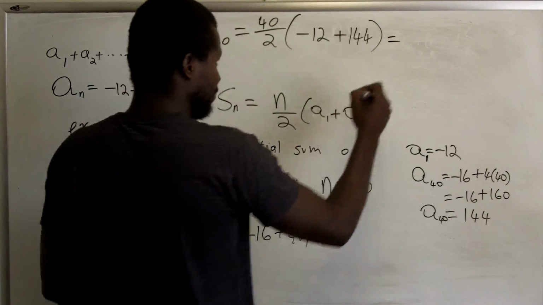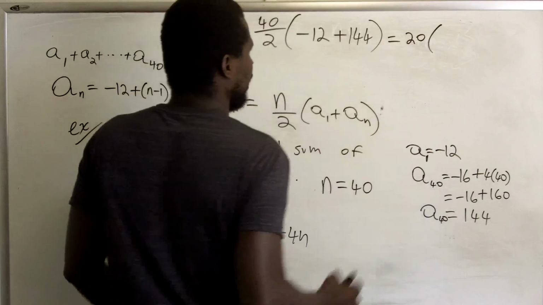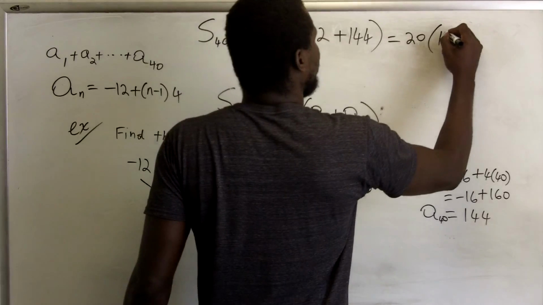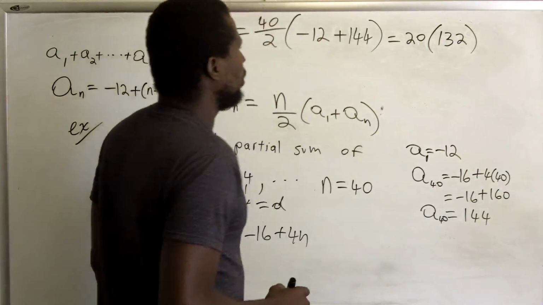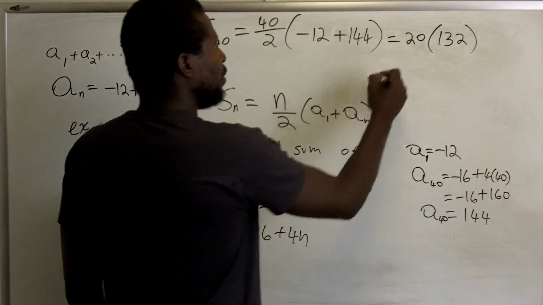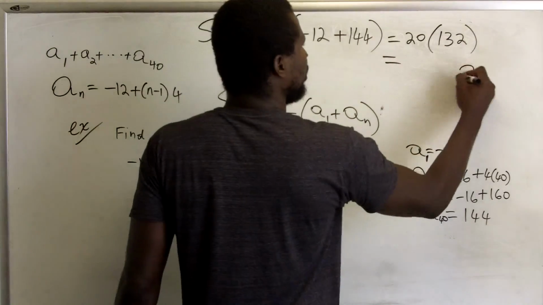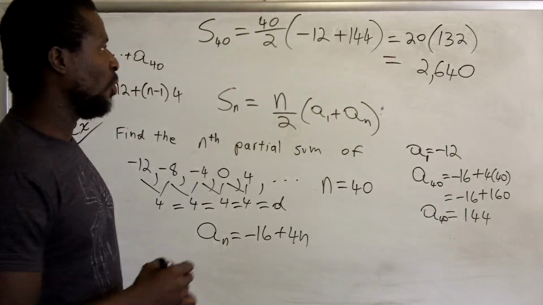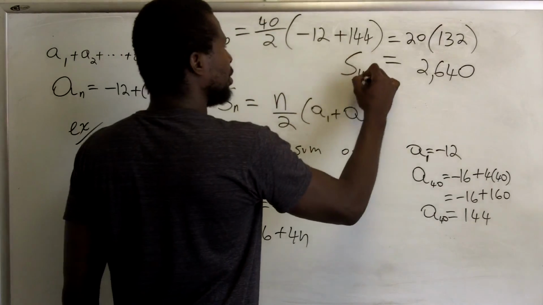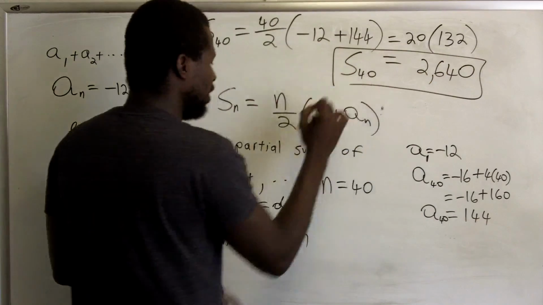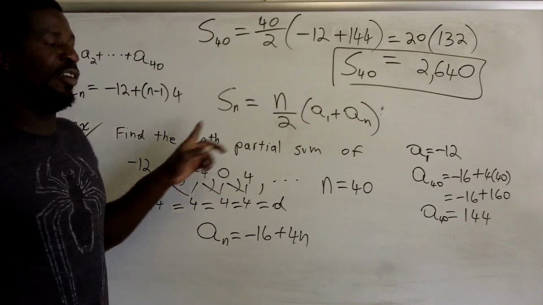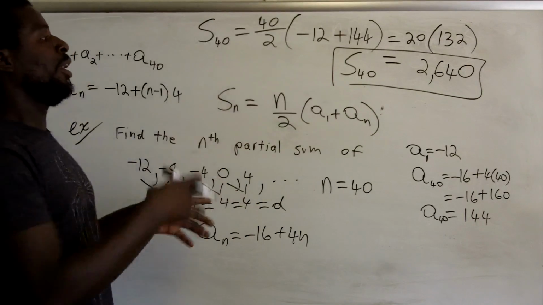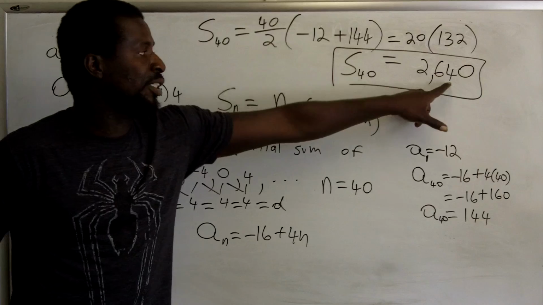40 divided by 2 is 20. And then 144 minus 12 is 132. So then we have 20 times 132, which is 2,640. So if you take all the terms of this sequence between the first term and the 40th term, including the first and 40th, and add them all up, the sum that you would get would be 2,640.